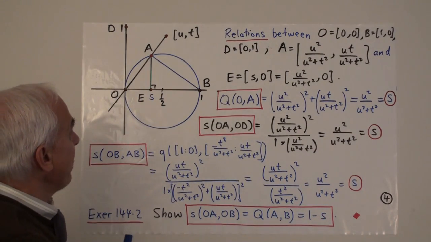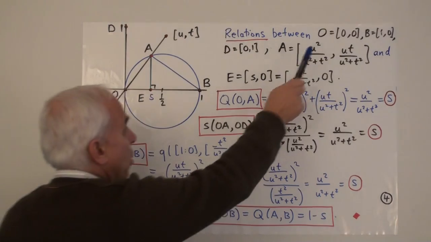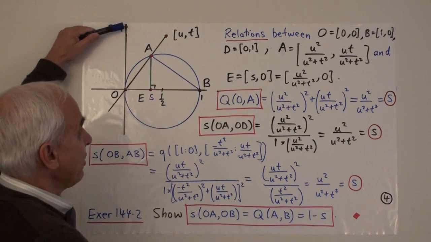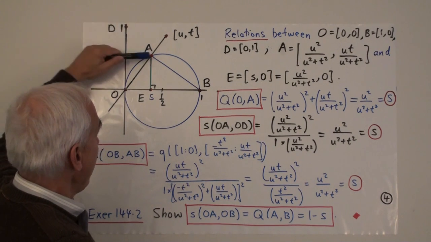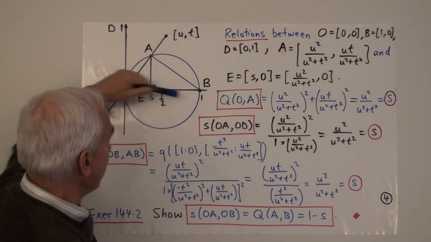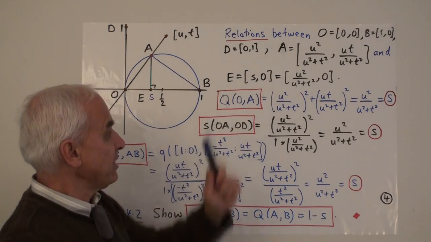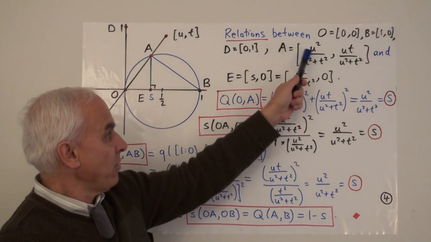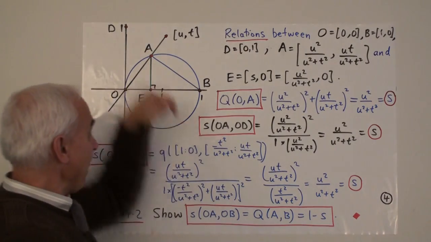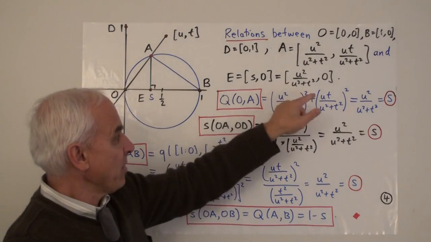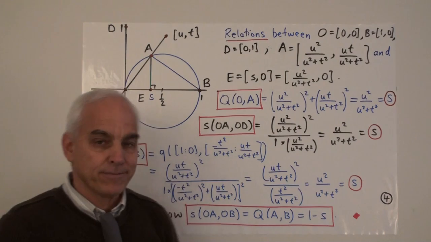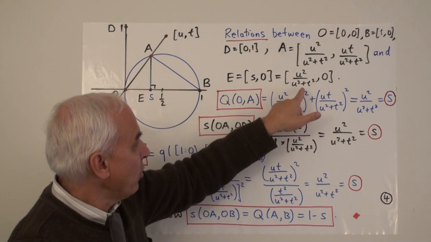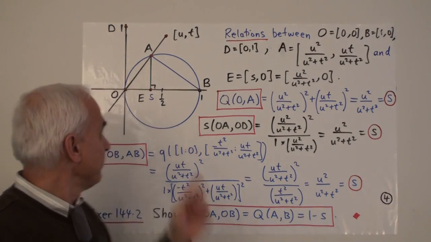We have a few other points around. The origin O is (0, 0), B is the point (1, 0), D up here is the point (0, 1), and this projection down onto the x-axis, we'll call that S0, and that's of course (u squared over u squared plus t squared, 0), just taking the x-coordinate of the point A and putting it there, and 0 for the y-coordinate. So we're defining S to be equal to u squared over u squared plus t squared. That's S.